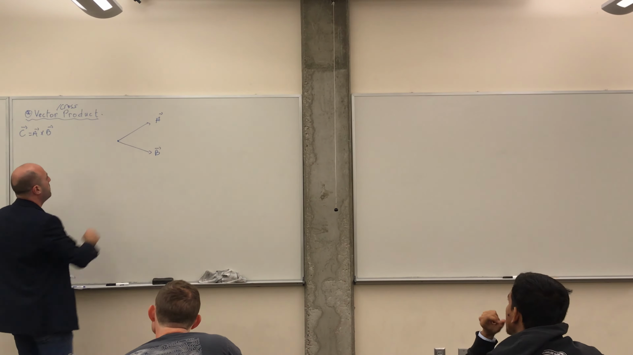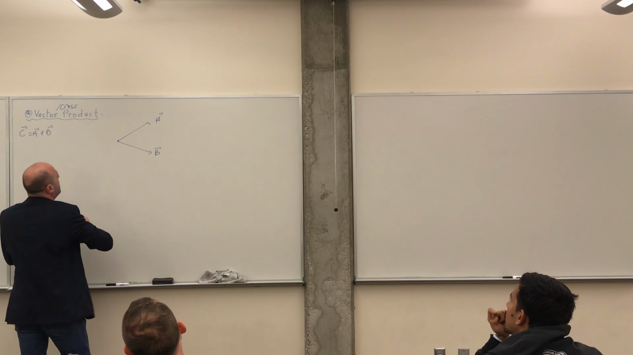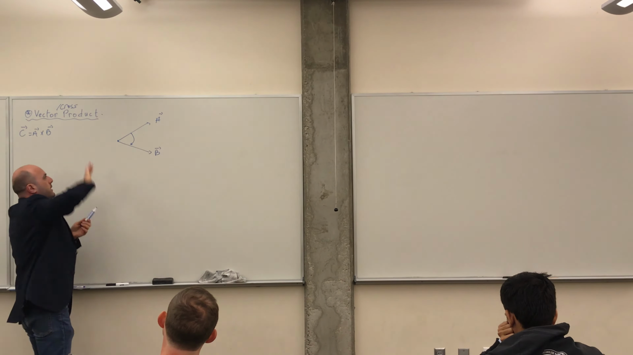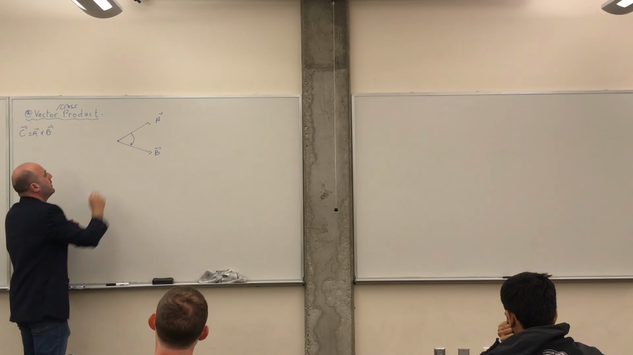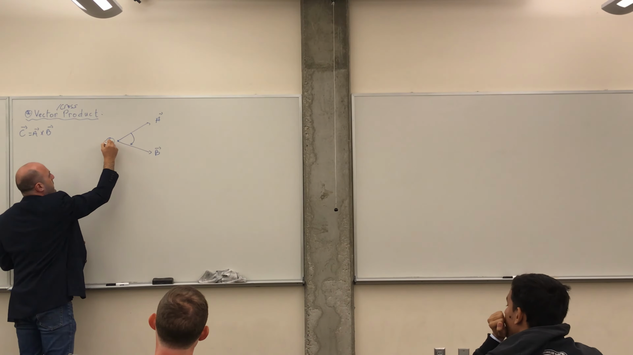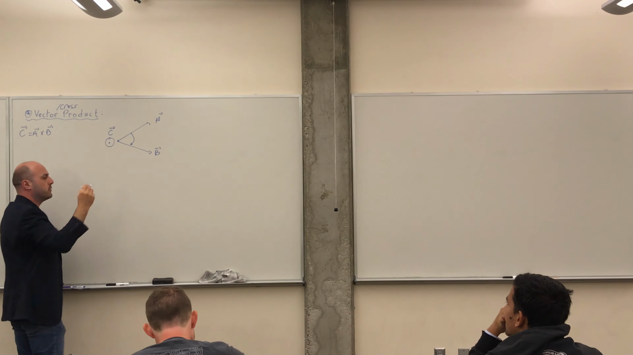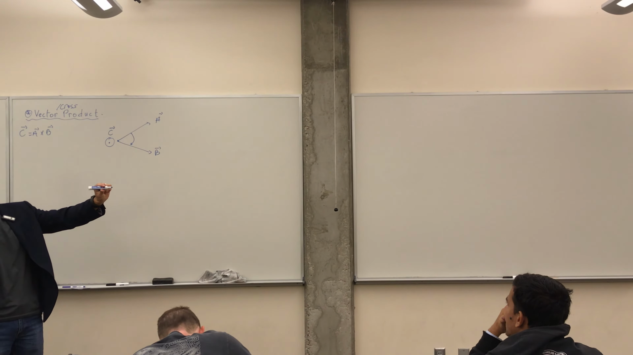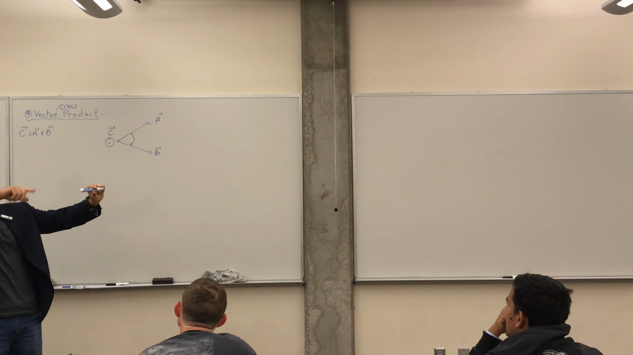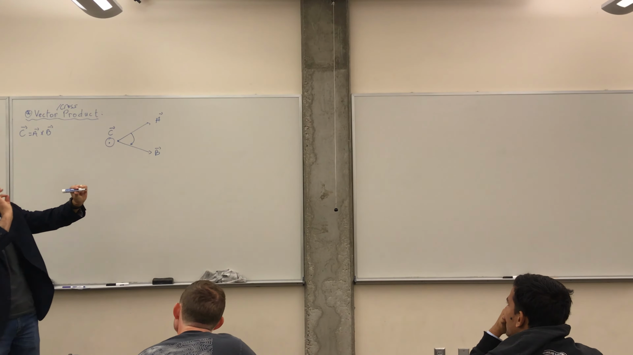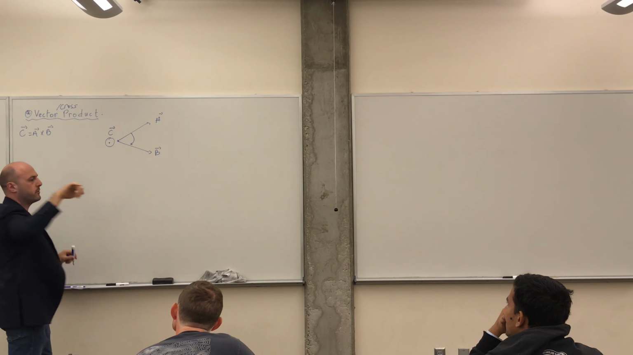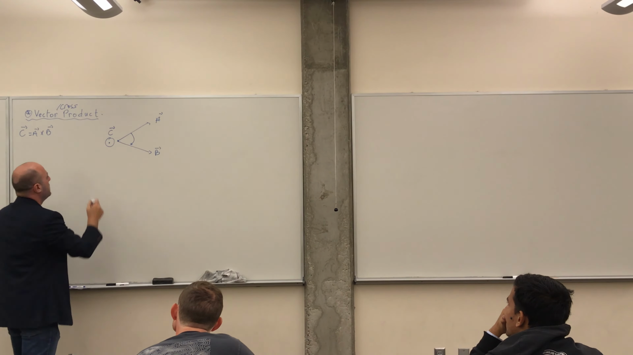So A cross B, we're going to start with A, and we're going to go to B. So that is going to do a rotation this way. So the resulting vector C is going to point into the board. Why does it look like this? Think of this as an arrow, and you're looking at it from behind. You have the edge of the arrow, and you have the point. So A cross B is going to give you C, a vector that points into the board.